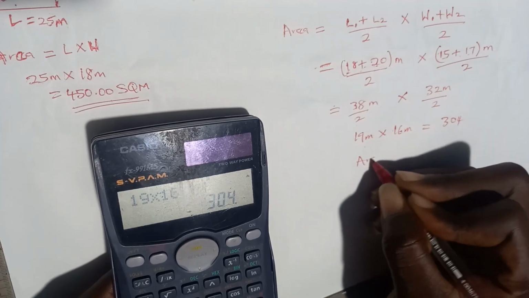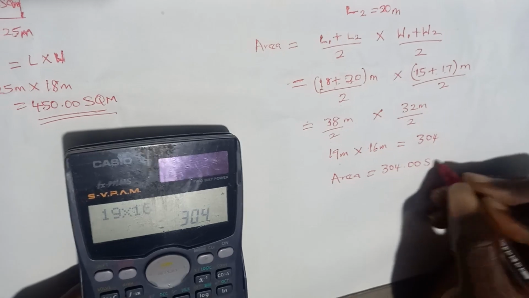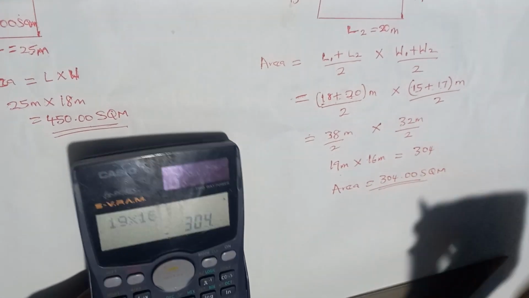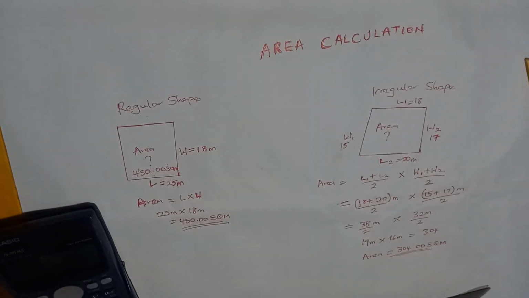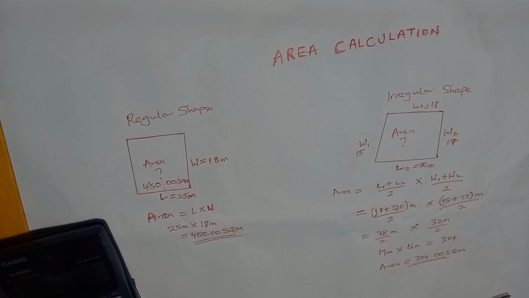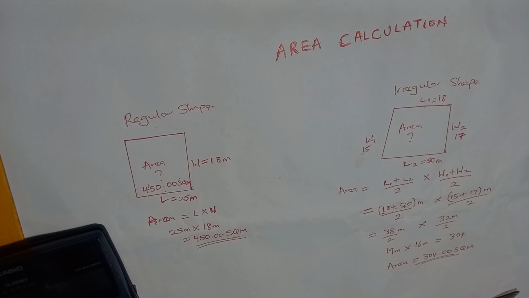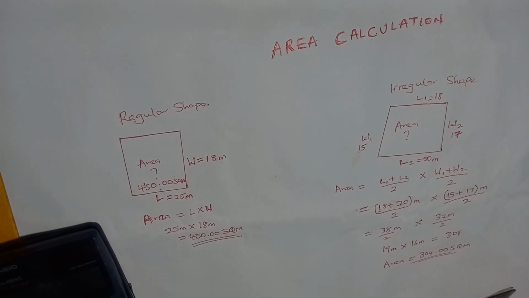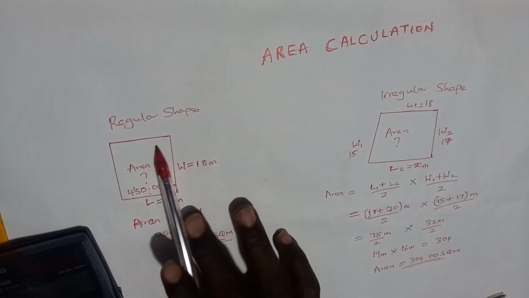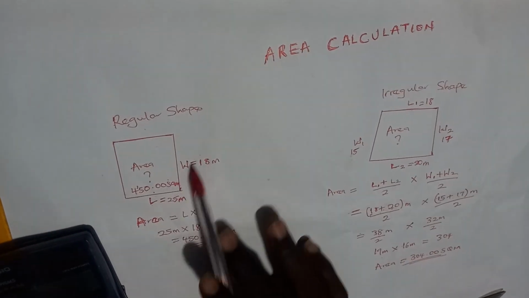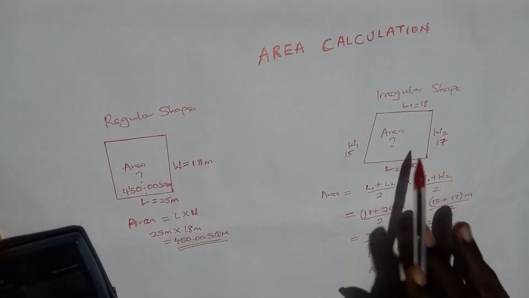So for the irregular area, we have 304.00 SQM. And that is how to calculate the area of a parcel of land, in a situation where you are in urgent need of the area of the land. Maybe after you are done with the observation, after you are done measuring the length and the breadth of the area, and you come across a regular shape, maybe the dimensions of the length and breadth form a regular shape, you can use this method. But for the irregular shape, this is the method you're going to use to get the area.